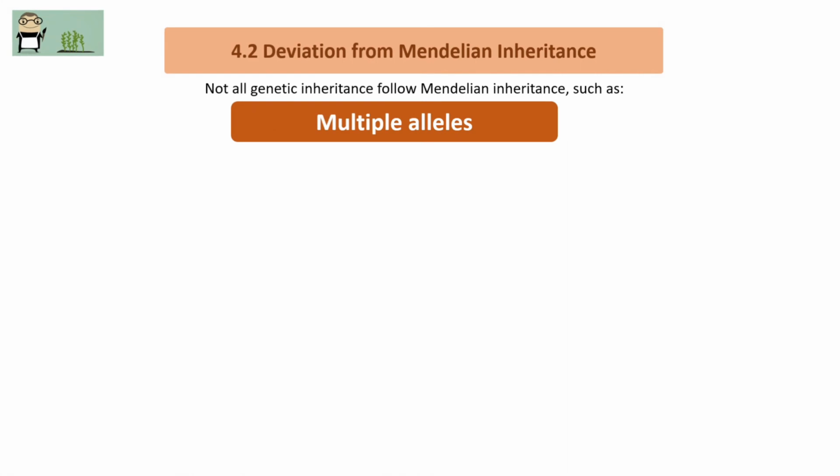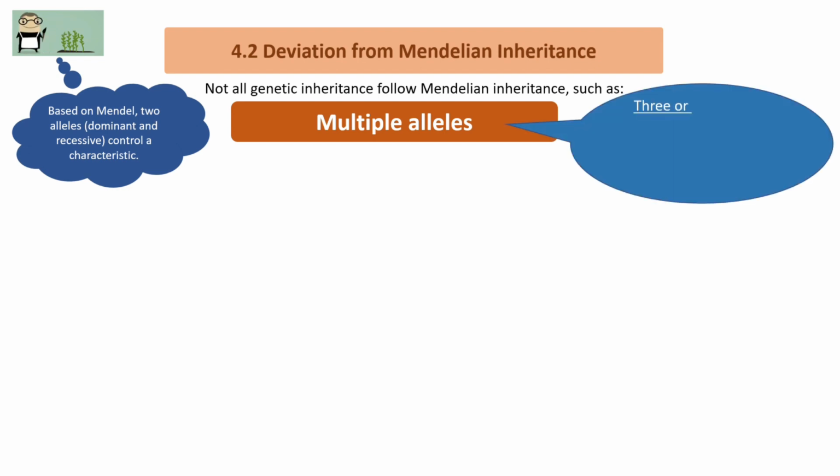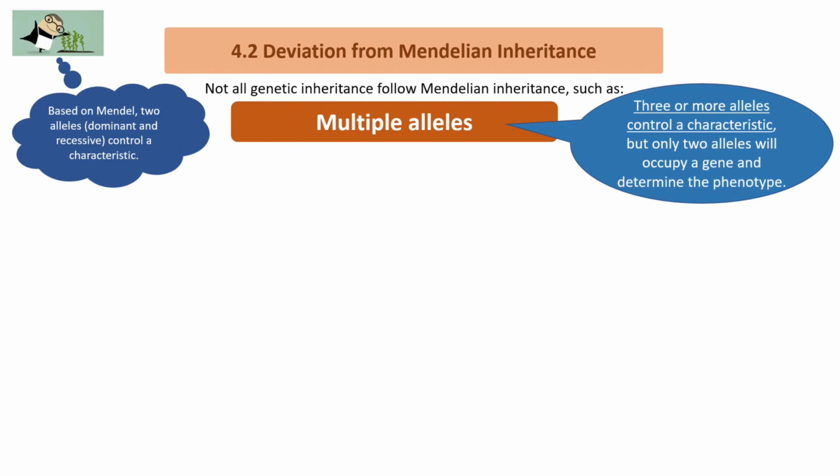Another inheritance that doesn't follow Mendel is multiple alleles. Based on Mendel, 2 alleles, dominant and recessive, control a characteristic. But, in multiple alleles, 3 or more alleles control a characteristic, but only 2 alleles will occupy a gene and determine the phenotype.